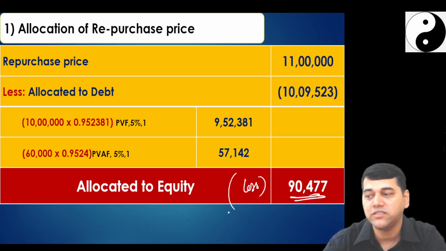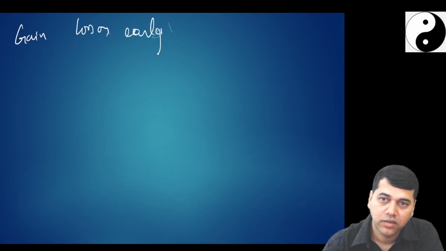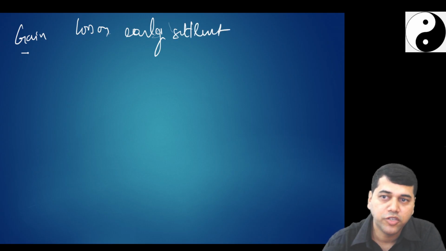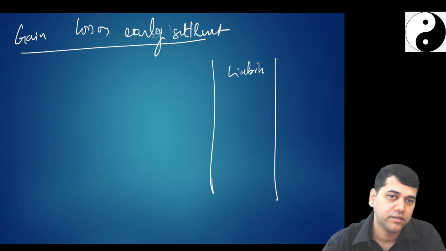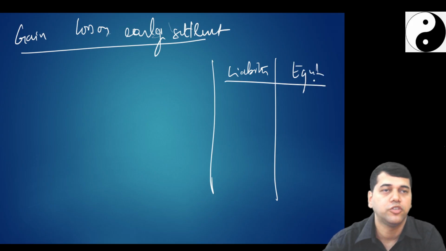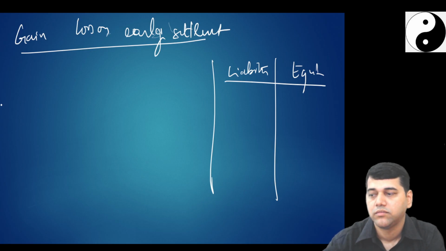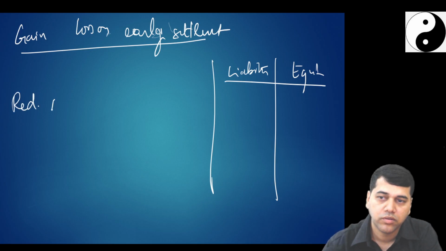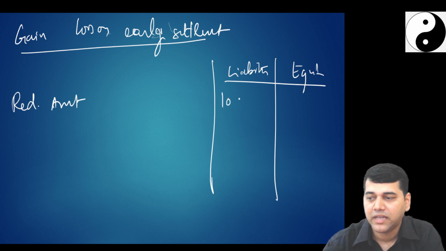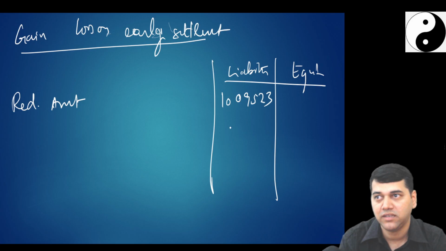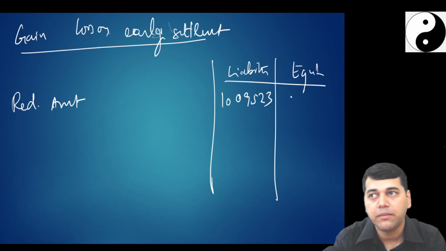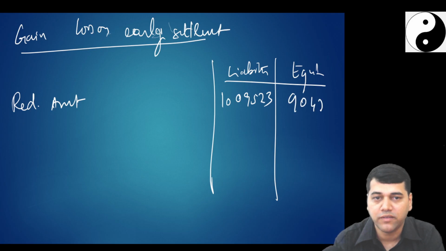Okay, now how much is your gain or loss on early settlement? Did you make a gain or loss on early settlement? So we will take two portions: we will take liability, and we will take equity. How much of the redemption amount is allocated to liability? 10,09,523. Out of the 11 lakh you paid to the bank, 10 lakh you give to liability, and 90,477 you give to equity.